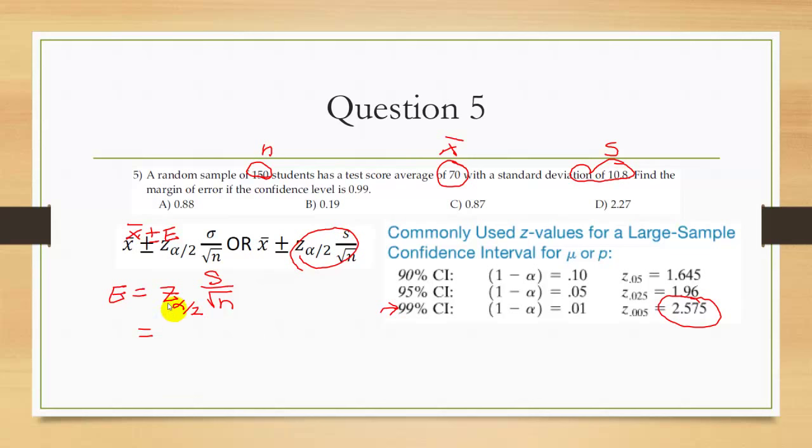So let's plug that number into our formula. We have 2.575 times s, which was 10.8, divided by the square root of n, which was 150. So now I'm just going to use my calculator. And let's see, 2.575 times 10.8 divided by the square root of 150 gives me 2.27. All right, and that's answer D.